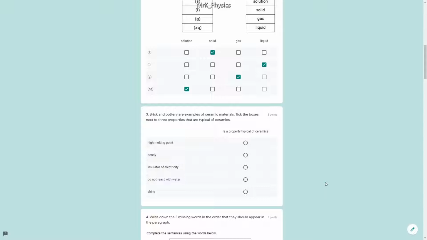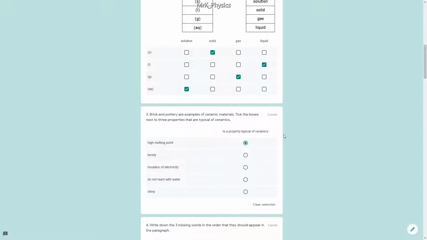Number 3, brick and pottery are examples of ceramic materials. Tick the boxes next to 3 properties that are typical of ceramics. So go through the list and we'll try and work out which ones of these are a property of typical ceramics. High melting point is, think about how a lot of your ceramics are produced, and you may think of a kiln as a way of trying to process some of those ceramics. Bendy, they are not. They're very, very rigid and perhaps to some extent even brittle. Insulator of electricity, they are, and they do not react with water, which is why you can essentially use ceramics for, let's say, a vase or a pot that you might fill water in, and they are not shiny.